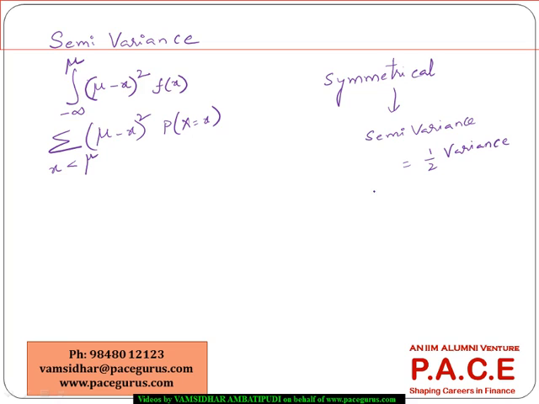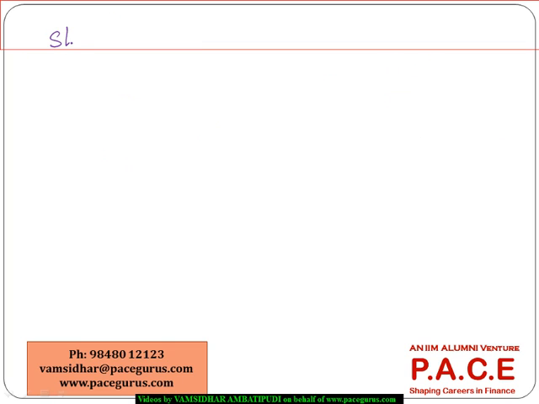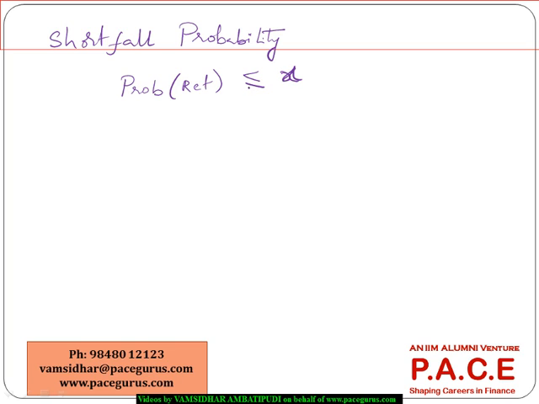And the third important measure that comes in as far as the computation of the risk is concerned is the shortfall probability, which is nothing but the probability of the returns going lesser than a particular value L. The probability that the returns are going lesser than a particular value L.